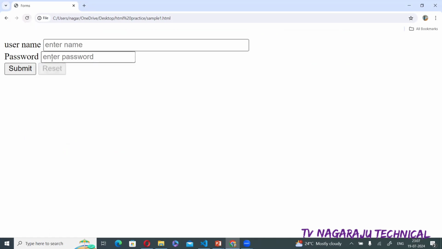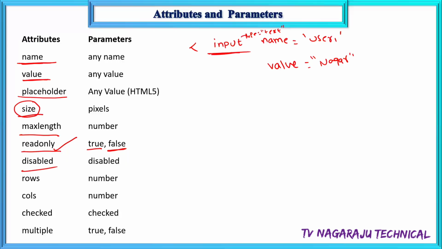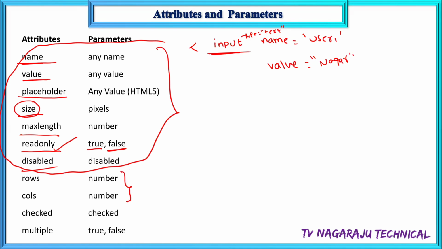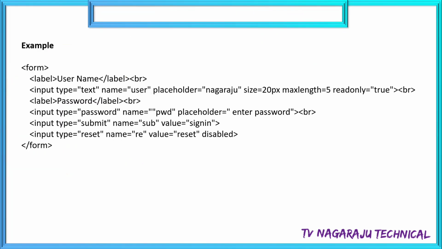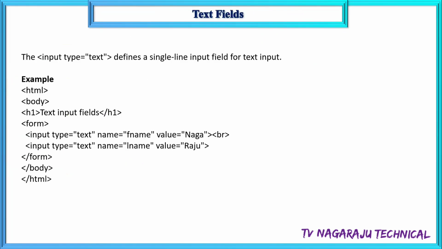Now I am refreshing. Now observe, reset is disabled. So up to this, we can apply it to text box, password, everything. Now, rows and columns. If you want to understand rows and columns, you need to move to another point. Now, this is the example.